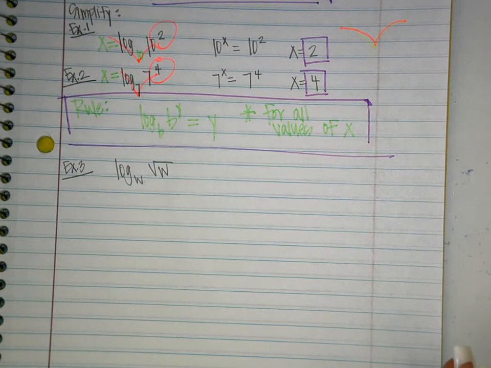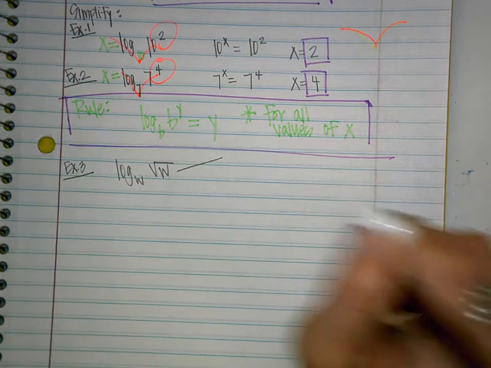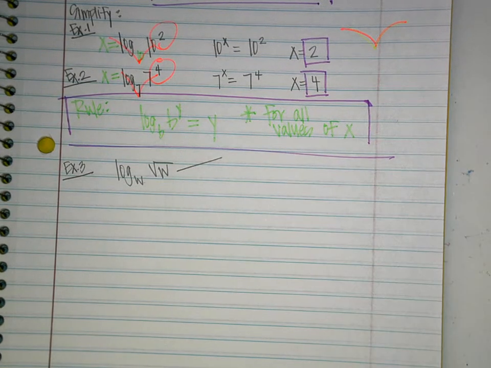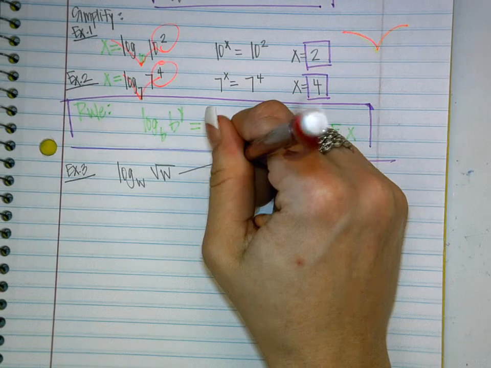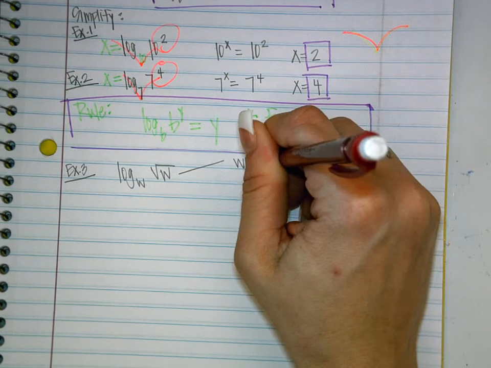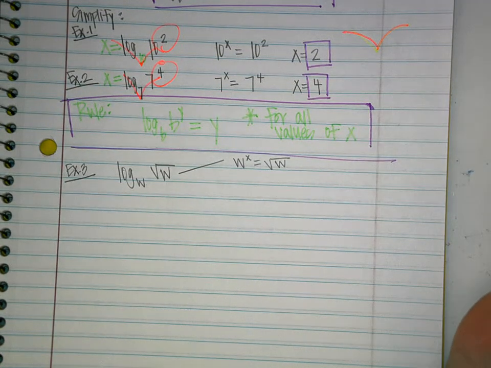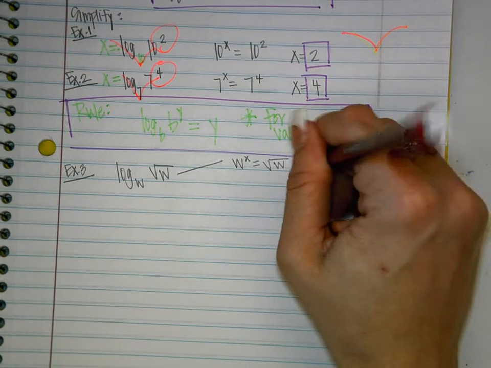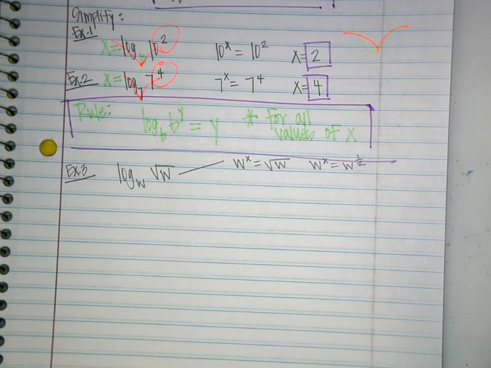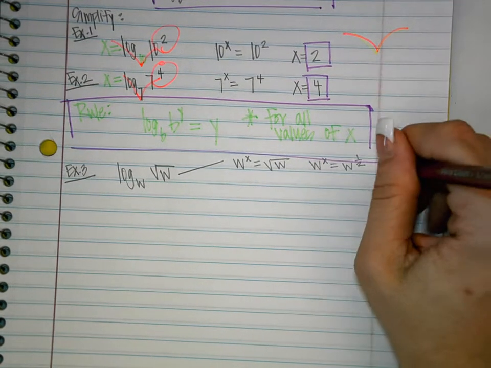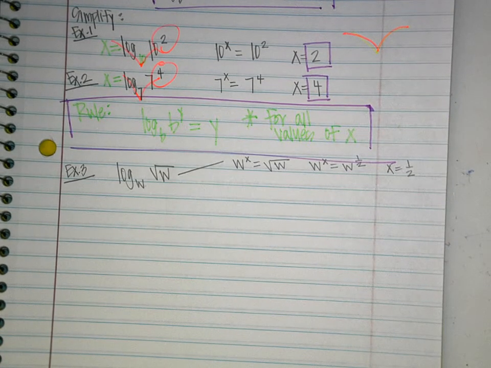Now, I'm going to tell you there's two different ways to do this, okay? The first way is what I showed you in the last lesson. Start by putting in an x. If I put in an x, we would get W to the x power equals radical W. Then what would you do? Write them as the same base, so W to the x equals W to the 1/2 power. Drop the bases, and you'd get x equals 1/2. Totally valid way to do that, and that's fine.